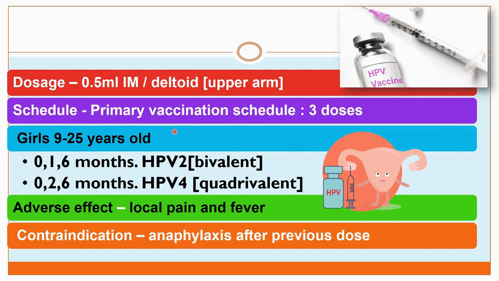In general, the dose for these vaccines is 0.5 ml intramuscular in the deltoid upper arm. The primary vaccination schedule is 3 doses. The target population is girls 9 to 25 years old. The bivalent vaccine is given at 0, 1 and 6 months, and the quadrivalent vaccine is given at 0, 2 and 6 months. Adverse effects include local pain and fever. Contraindication is only if there was anaphylaxis after a previous dose. Otherwise, you can give this vaccine.